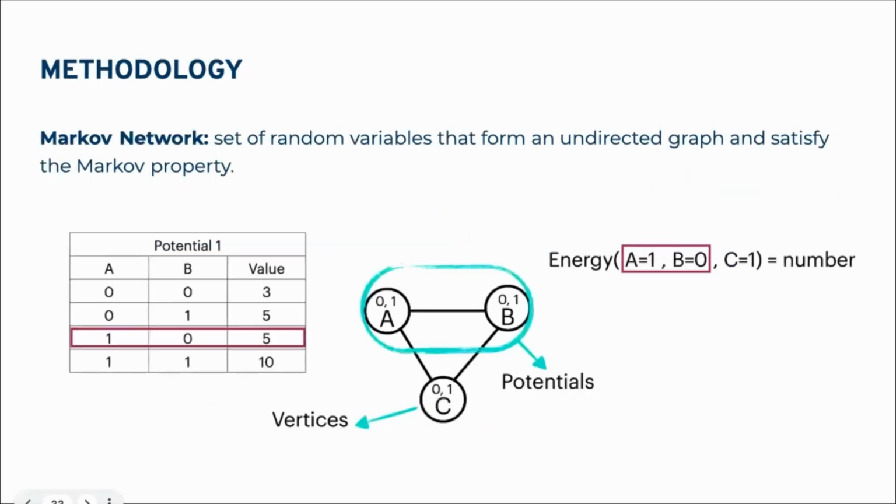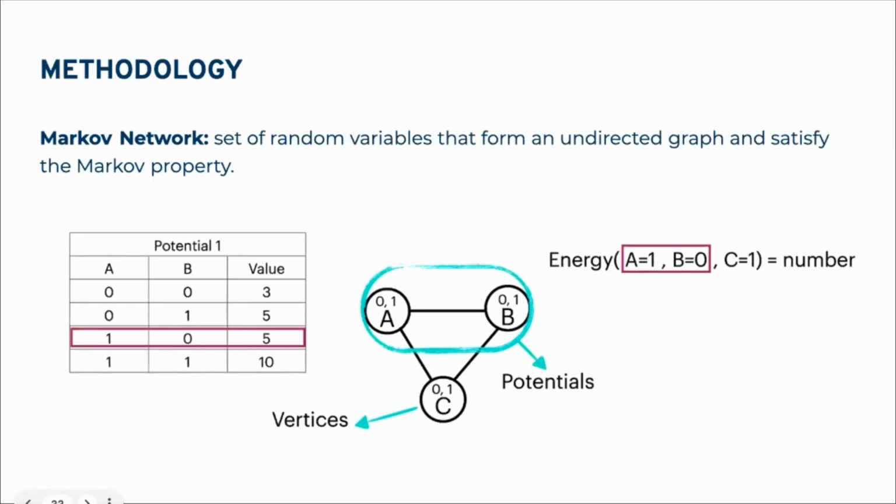So our methodology is based on the use of a Markov network. A Markov network is a set of random variables, in our case binary variables, that form an undirected graph which satisfies the Markov property. So we are going to have a set of states, and these are going to be the vertices or nodes of the network. And each one of them is going to be related to the others by means of a parameter that we are going to call a potential.